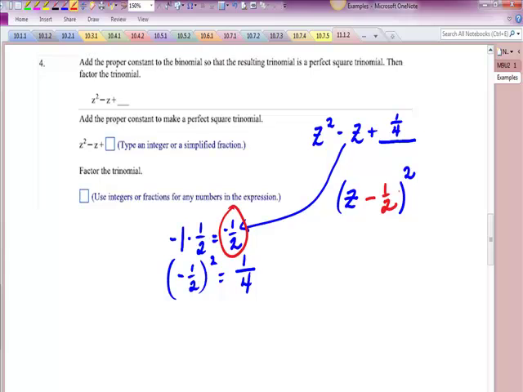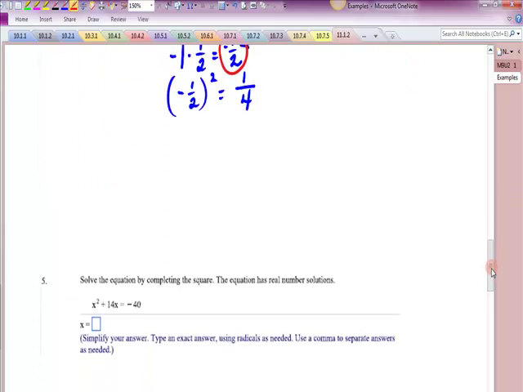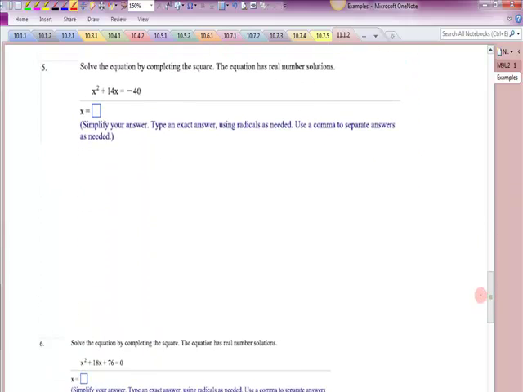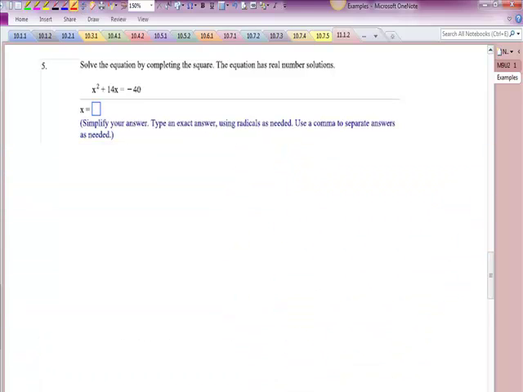All right, doing that is figuring out what this number is, completing the square. But now we want to use that to solve a quadratic equation. This process may have quite a few steps. Let's take a look. I have x squared plus 14x is equal to negative 40.